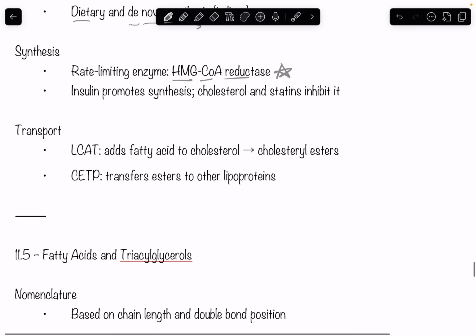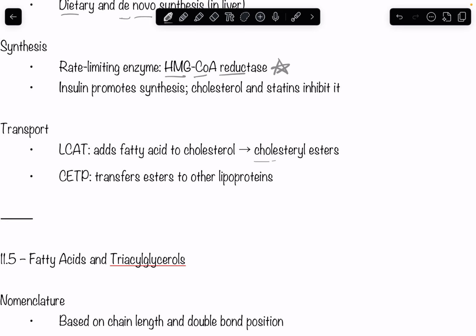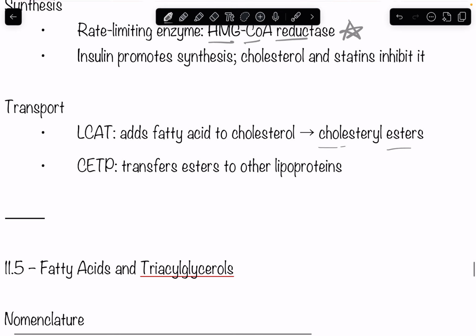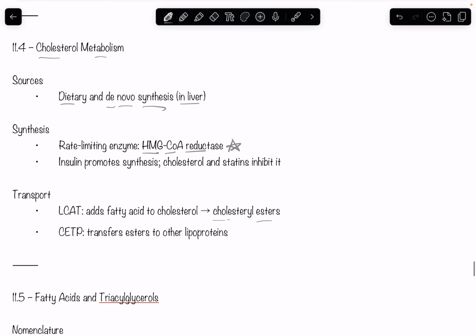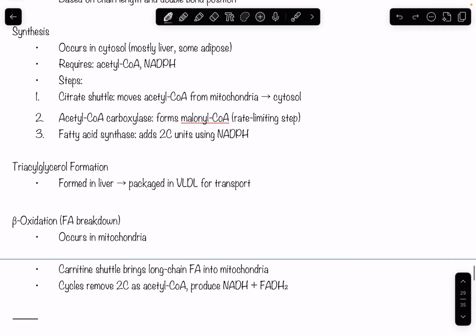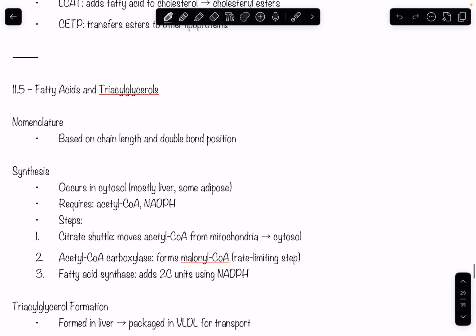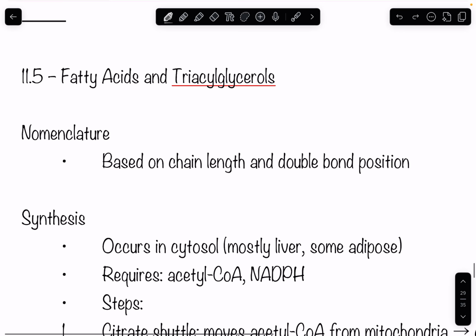So transport. LCAT adds fatty acids to cholesterol, and then that's how you get cholesterol esters, and then CETP transfers esters to other lipoproteins. And that's it. Definitely, I think the only thing I have seen on my full length so far is probably the rate limiting one. So next, let's go over fatty acids and triglycerides.